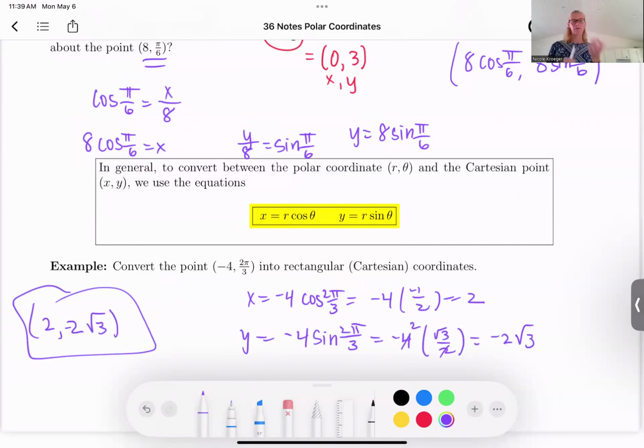Okay, it's good to be able to convert back and forth between Cartesian and polar coordinates, especially as we start graphing things.